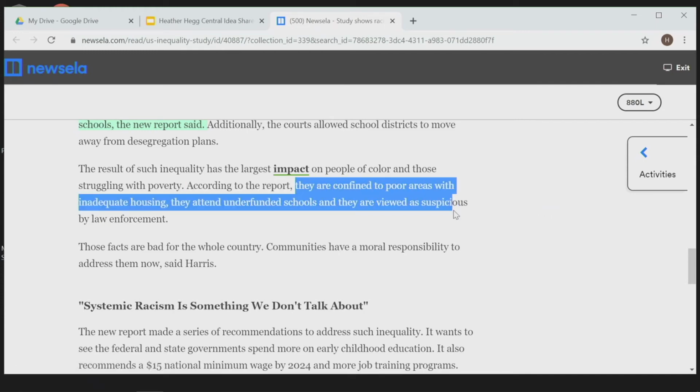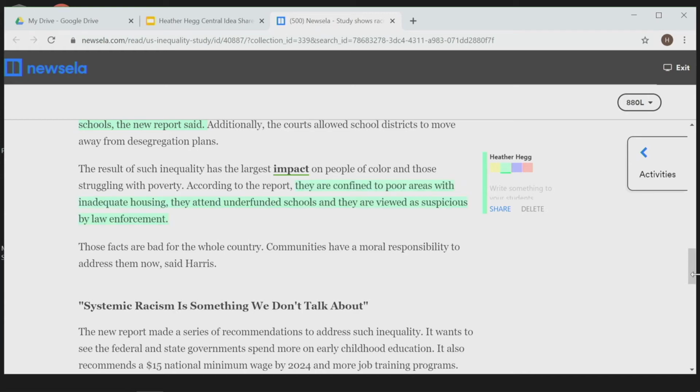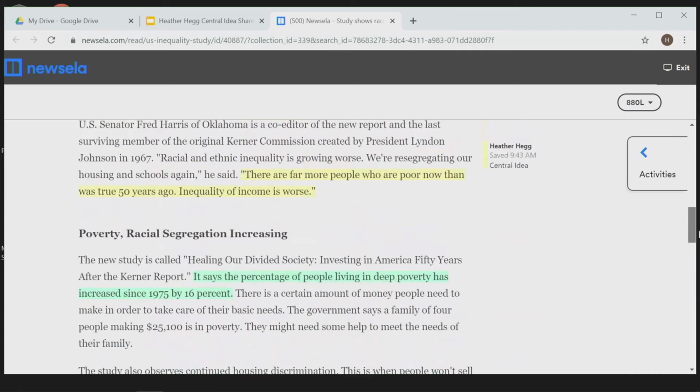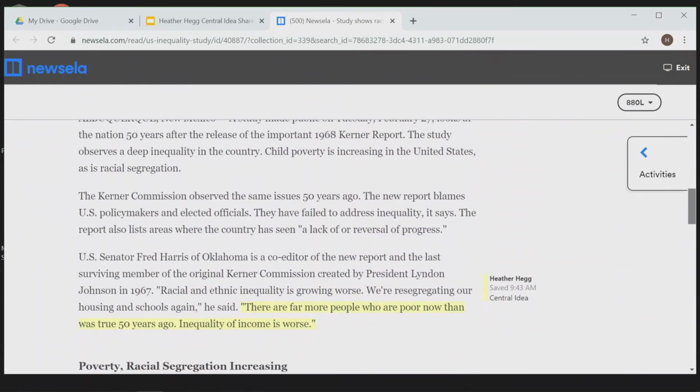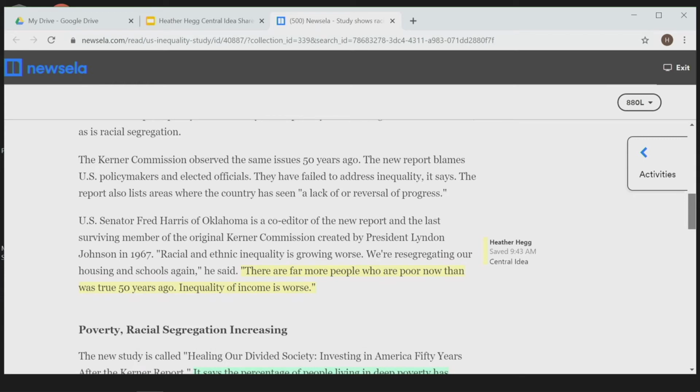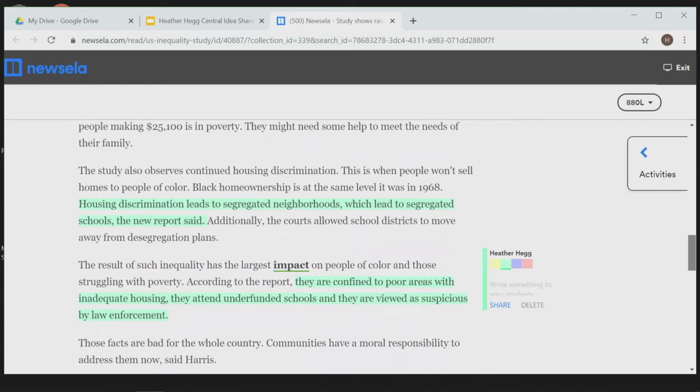People who live in these segregated neighborhoods and who live in poverty are confined to poor areas with inadequate housing, they attend underfunded schools, and they are viewed as suspicious by law enforcement. That seems to be important. Going back to my central idea, there are far more people who are poor now than was true 50 years ago.